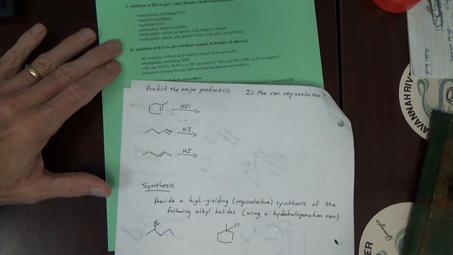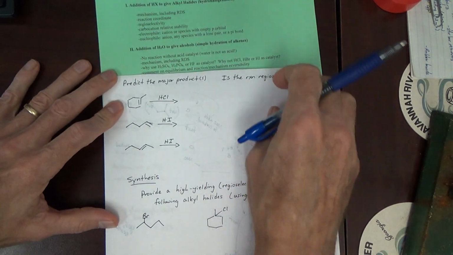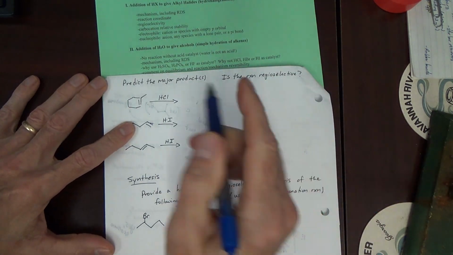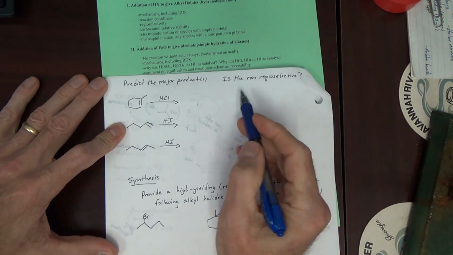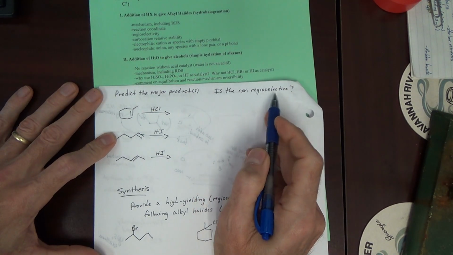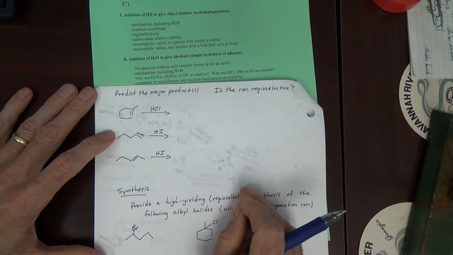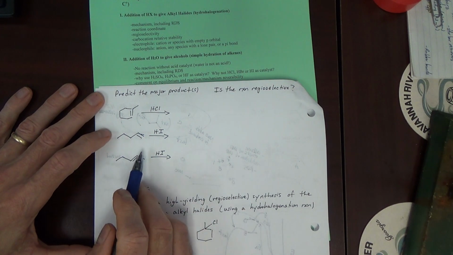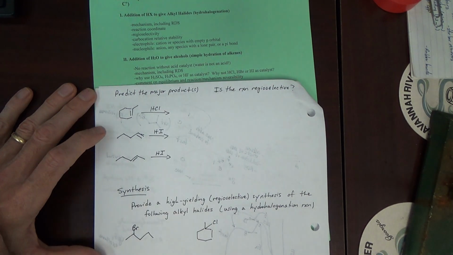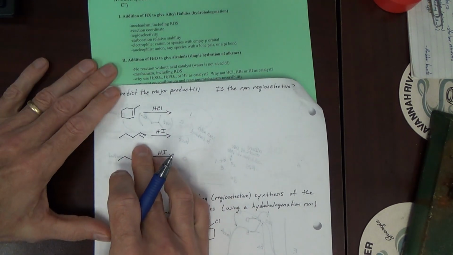Okay, on the second page of our handout, board work handout, predict the product of each reaction and tell if the reaction is regioselective or not. All right. I'll do the first one for you to take you through the thought process.